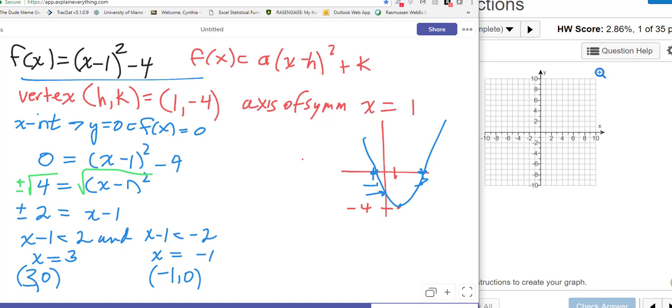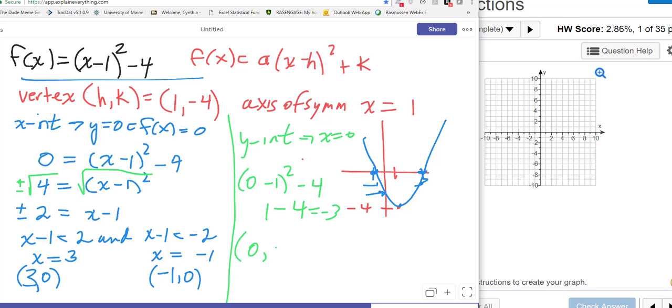Well, I also need to know the y-intercept. That one's a little easier because the y-intercept is when x equals 0. So you just go back up to your equation, and where you see x, you plug in 0. So that's going to end up being 1 minus 4, which will be -3. So at (0, -3), that's the point for your y-intercept.